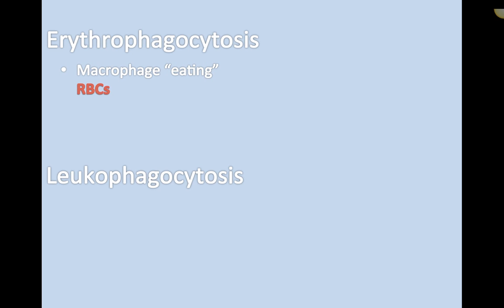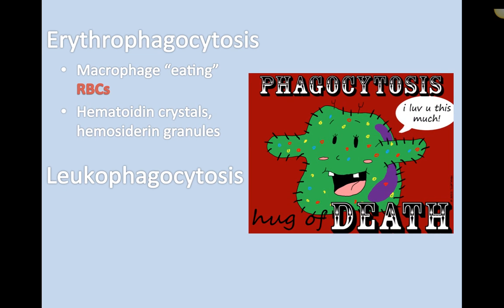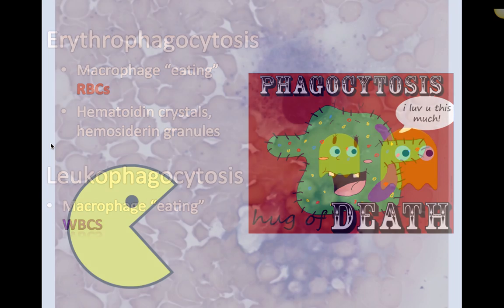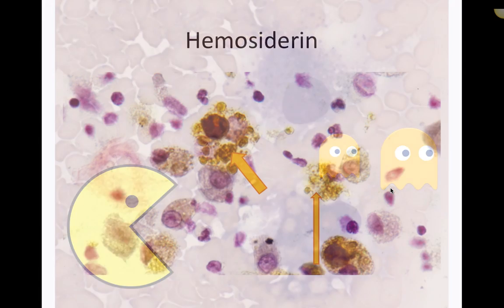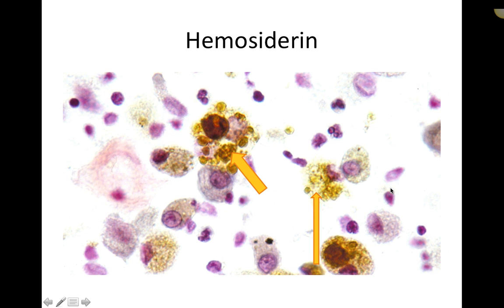And I should have fixed this before I did the video, I completely forgot. So it should be erythrophagocytosis, which is macrophages eating red blood cells. That's when you often see hematoidin and hemosiderin. And then technically, I believe it's still hemophagocytosis. So I put leuko for some reason in this case, but it's hemophagocytosis, and that's the macrophage eating white blood cells. Okay, good example here, erythrophagocytosis. Hemosiderin granules.